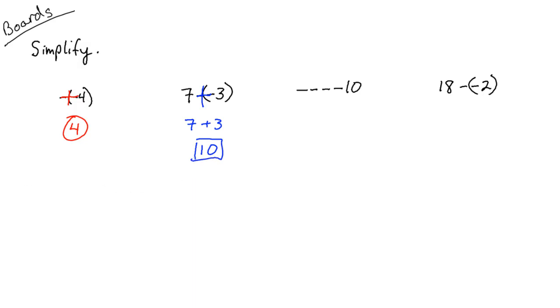The next one, negative, negative, negative, negative 10. So these two negatives, they flipped direction and undid each other. And these two negatives flipped direction and undid each other. So this is the number 10 as well. And finally, 18 minus a -2. Minus a -2, double negative right here, those guys become a plus. This is 18 plus 2, which is 20.